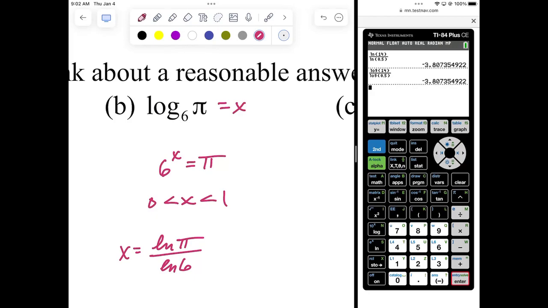All right, now I can type. It doesn't matter if I use base 10 or base E, but it does matter which one's in the top or the bottom. So I get the natural log of pi, which we use the pi button, which is second caret, all over the natural log of 6.